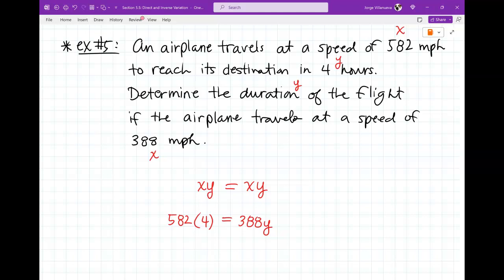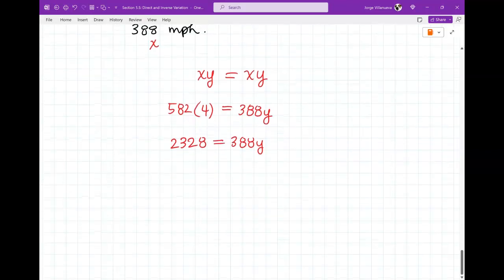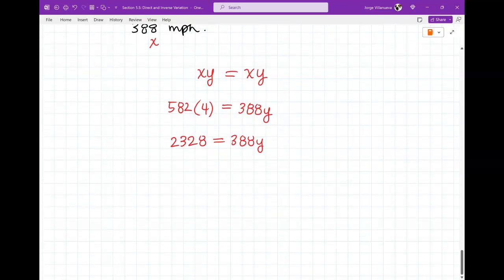582 times 4 is 2328. And then to solve for y, I'm just going to divide both sides by 388. So let me divide by 388. And the answer comes out to a nice number, 6. So it will take 6 hours.